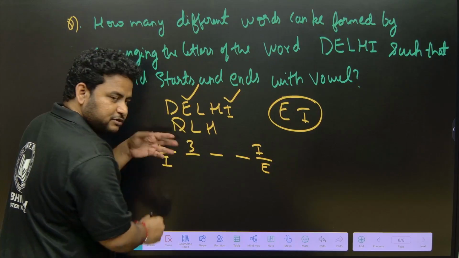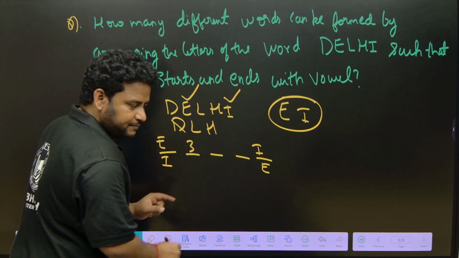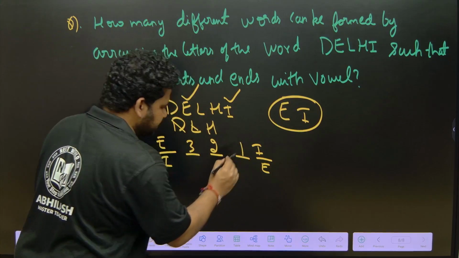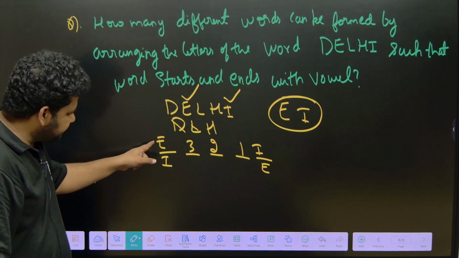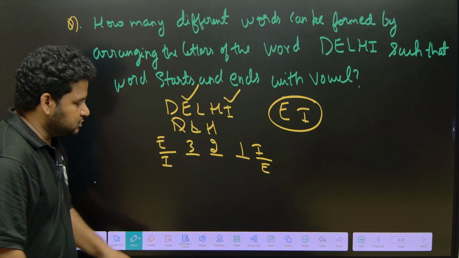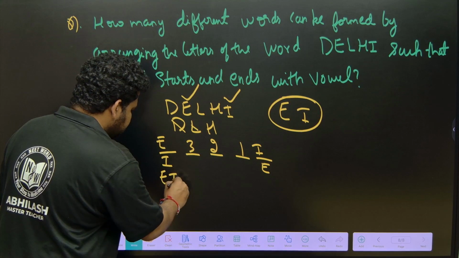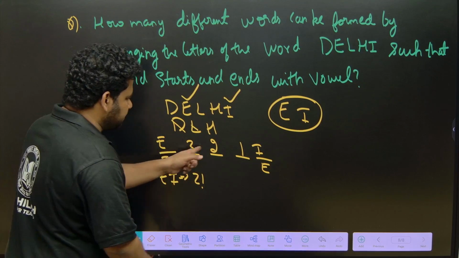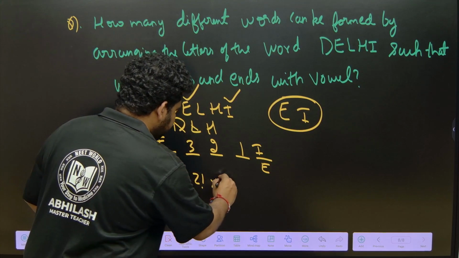So 1 is removed. Suppose D is written. Out of these 2, anyone can come here. So I'll write 2 here. Out of these, one will come here. This is done. Okay. Here E will come or I will come. So this E and I can be arranged in 2 factorial ways. Okay, this is what? 3 into 2. So 2 factorial into 3 into 2.